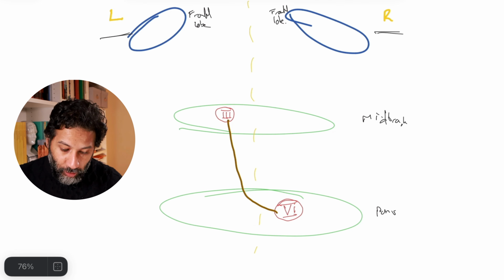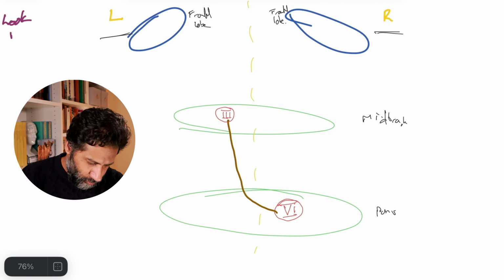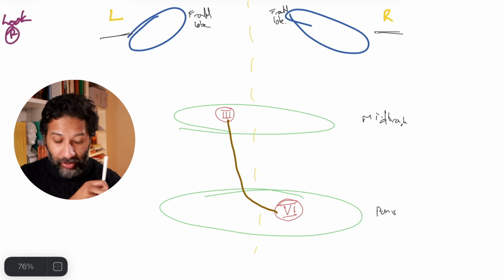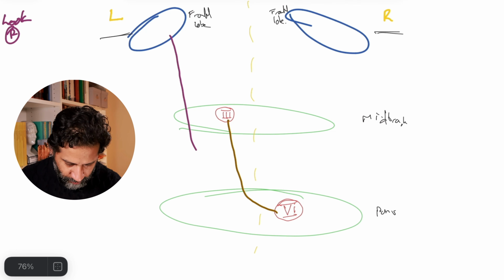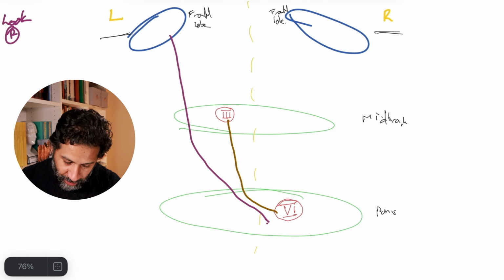So let's track these pathways. So let's just say look right. So the signal comes from the left gaze center in the frontal lobe. That pathway comes down to the pons to begin with. And it comes to a region in the pons in the posterior aspect of the pons. And so it goes to a region called the PPRF.